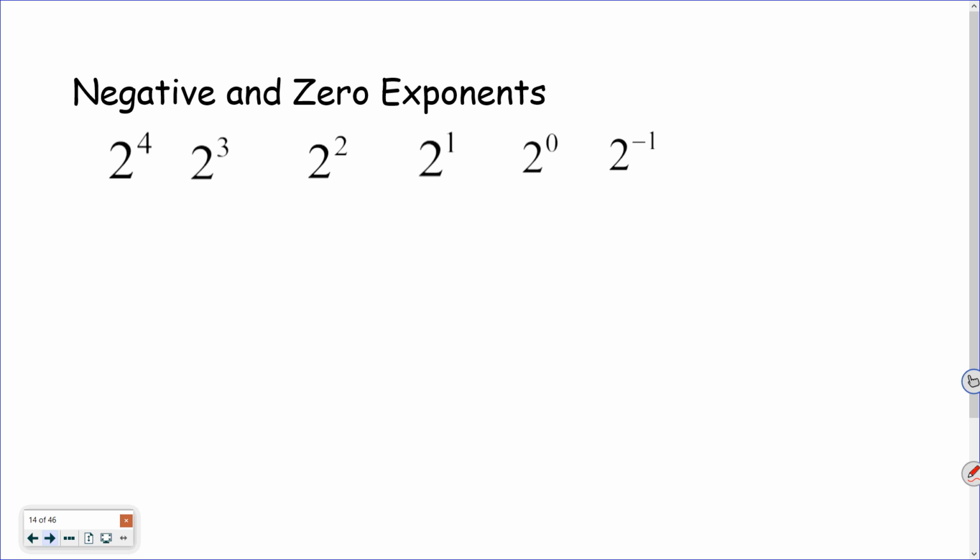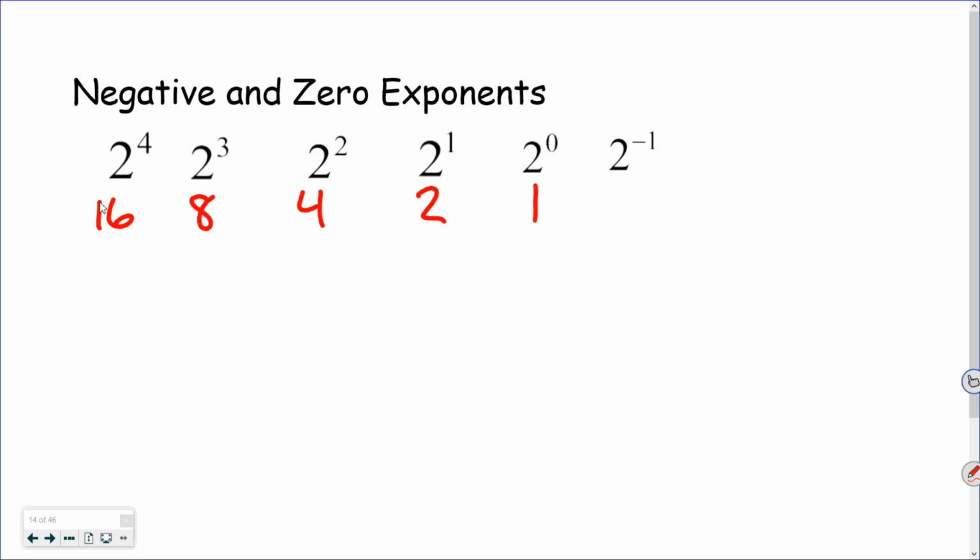I just want to show that to you. Hey, 2 to the fourth is 2 times 2 times 2 times 2. That comes out to be 16. 2 to the third is 8. 2 squared is 4. 2 to the first is 2. So look at the pattern here. Every time my exponent drops, we're dividing by 2. Well, that means 2 to the 0, right? If I go 2 divided by 2, 2 to the 0 comes out to be 1.